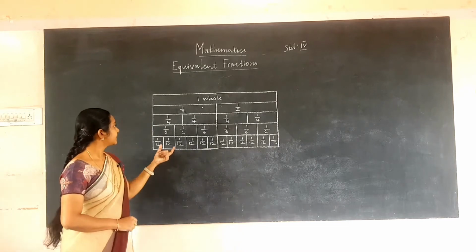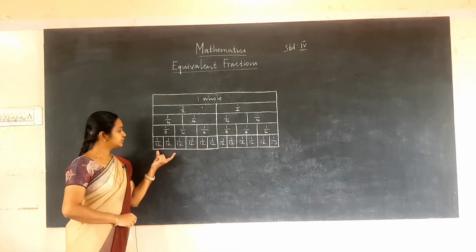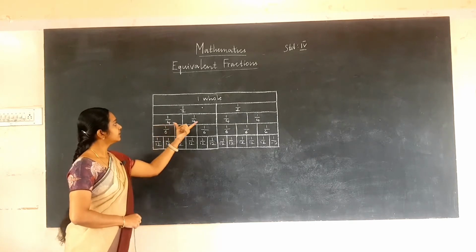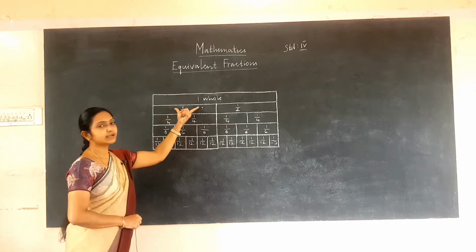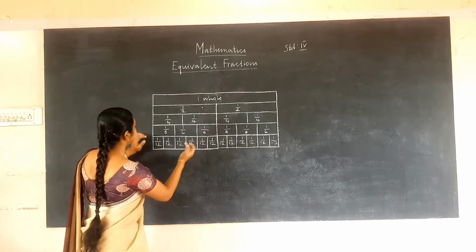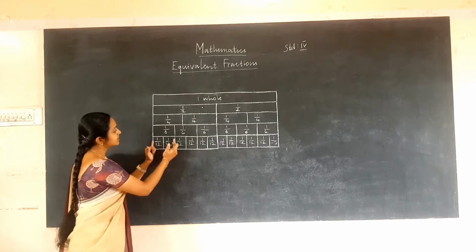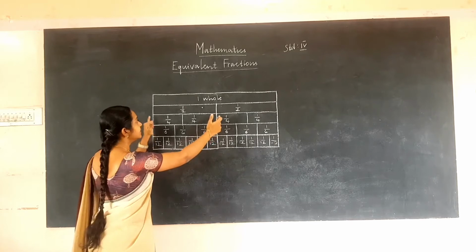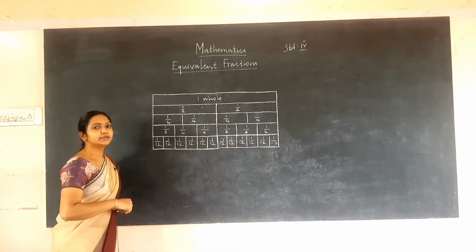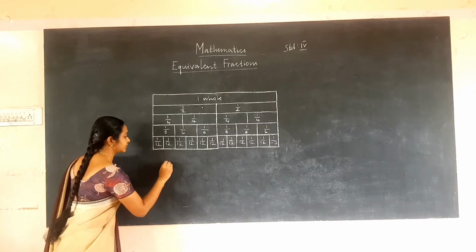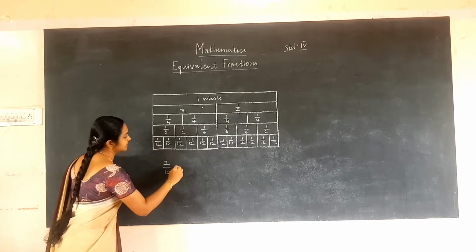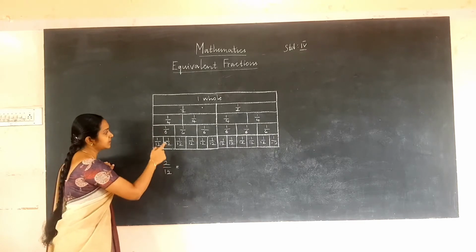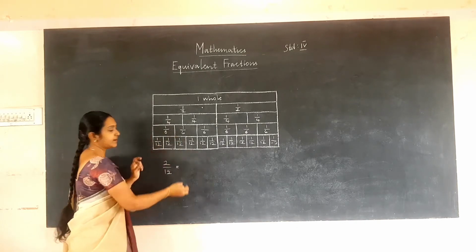We can see that 2 1/12 is nothing but 1/6, and 2 1/4 is nothing but 1/2. You can see here 2 1/12 is nothing but 1/6, and 2 1/4 is nothing but 1/2, they are equal. That is 2/12, these two parts, 1 and 2. So 2/12 is equal to 1/6.